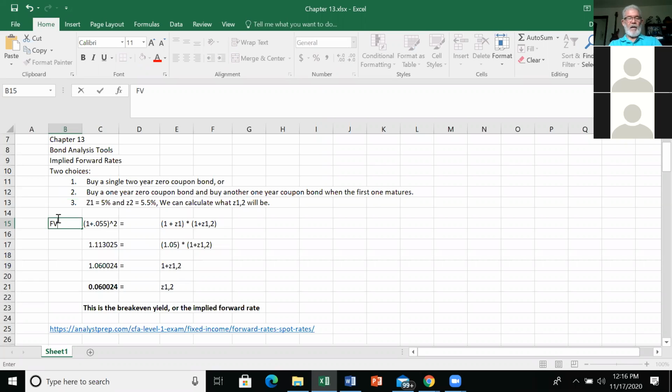And in the old days, this is what we would have called FVIF, future value interest factor. So in this case, in the case of interest rates, we're looking at a problem where we can buy a 2-year 0 coupon bond or a 1-year 0 coupon bond and cash that one in and buy another 1-year bond after the first one matures. And the coupon for the 1-year bond is 5%. The coupon for the 2-year bond is 5.5%. And we don't know what the interest rate for the second 1-year bond will be.